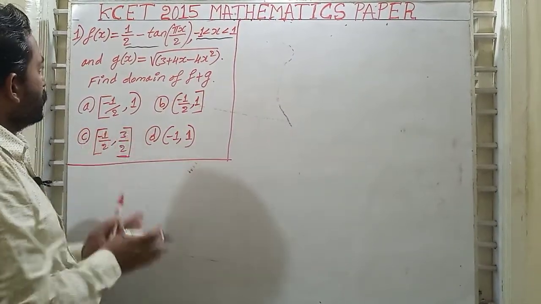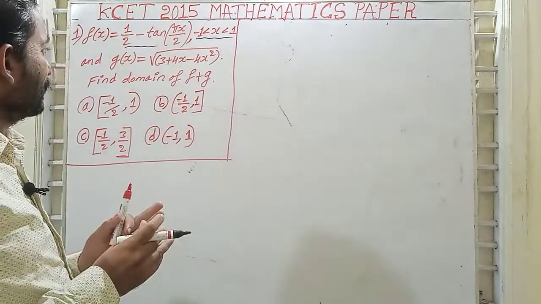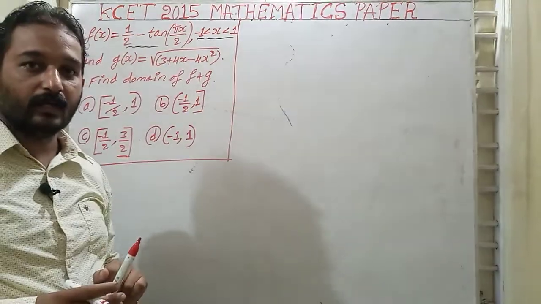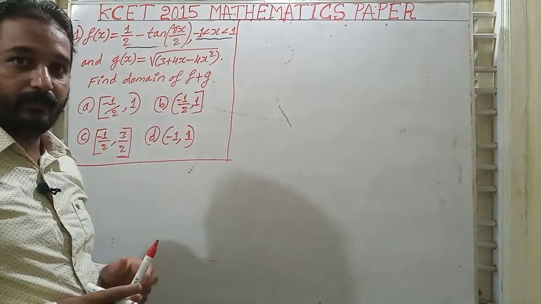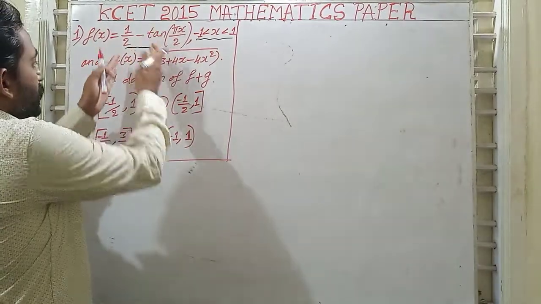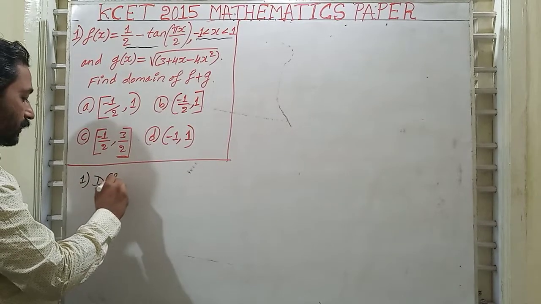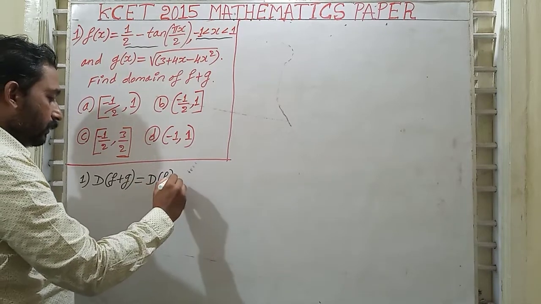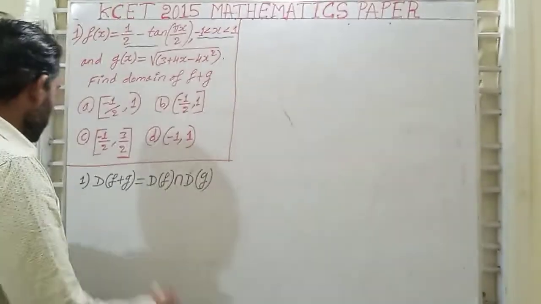So this question is based on the chapter functions, and also depends on the chapters trigonometry and linear inequations. So we solve this question using two formulas, one for the domain of the addition of these two functions. Using the formula, domain of f plus g is equal to domain of f intersection domain of g. And one more formula, linear inequation.